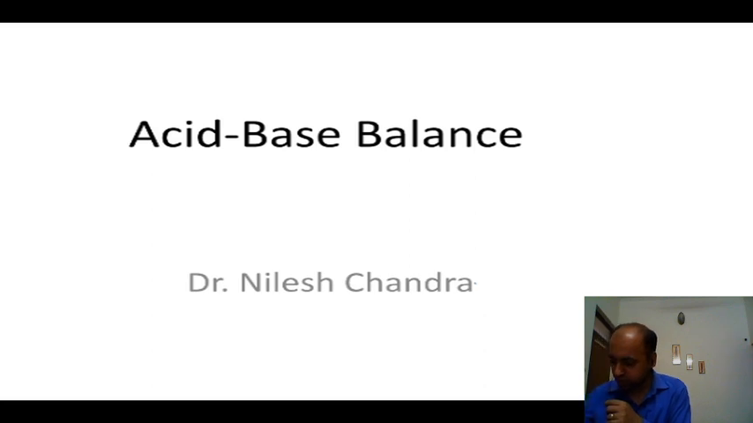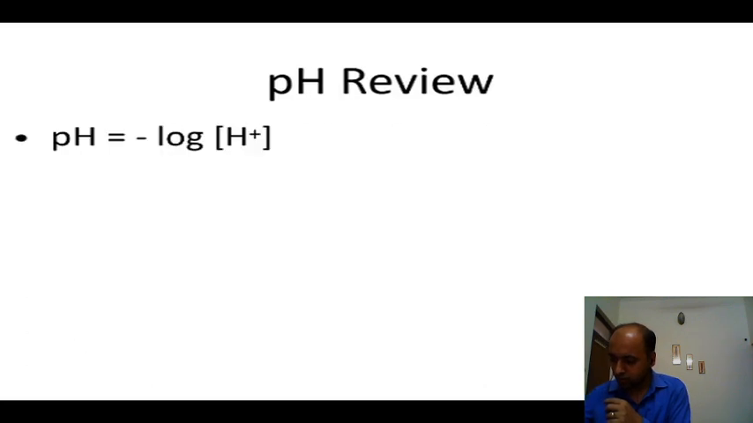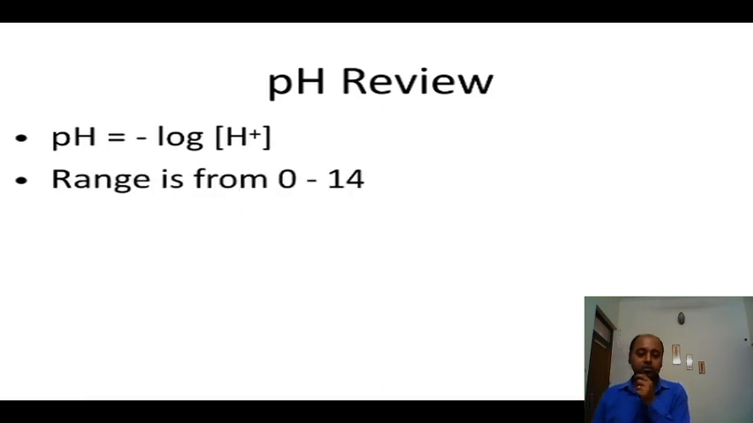First and foremost, what is pH? I'm sure you already know. pH is the negative log of H plus. We describe this pH in the range of 0 to 14. Obviously the values can be less than 0, more than 14, but in the lab those values are not very important. Most of the important values lie in the range of 0 to 14.